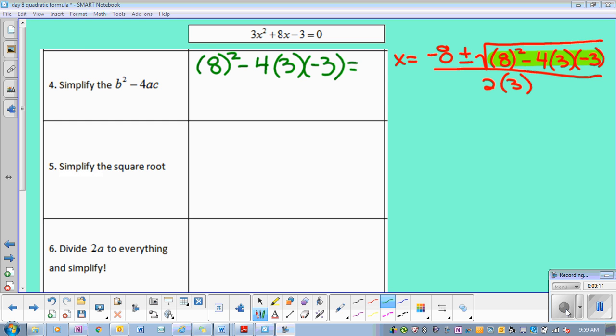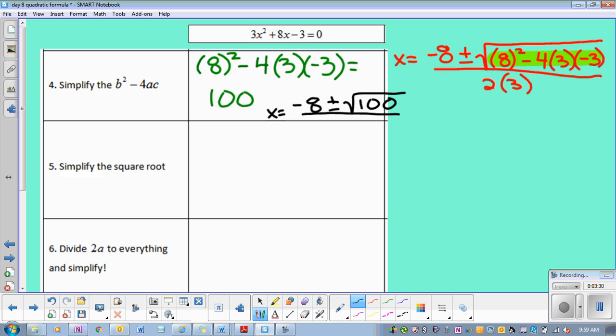All right, so this equals 100, right? So what we're basically doing is we're gonna plug in 100 inside the square root. X equals -8 plus or minus square root of 100 all over 2a. What's 2 times 3? 6. Yeah, let's just do that now.